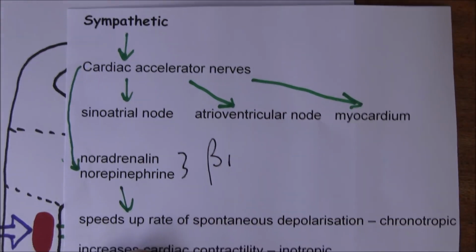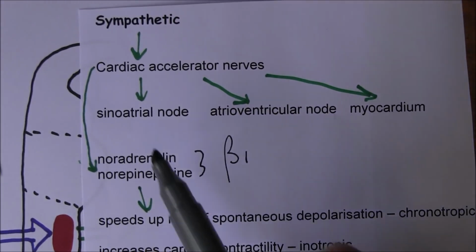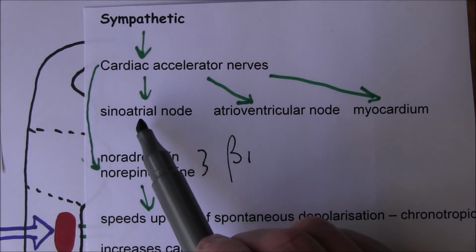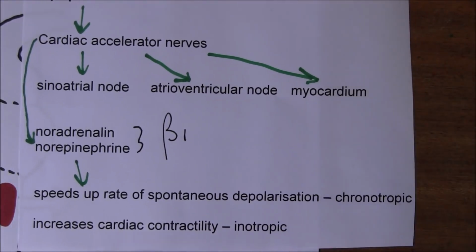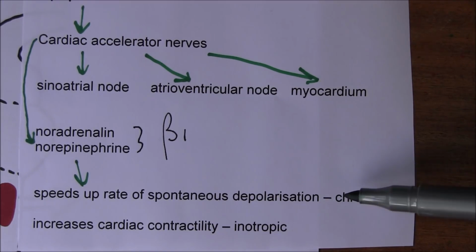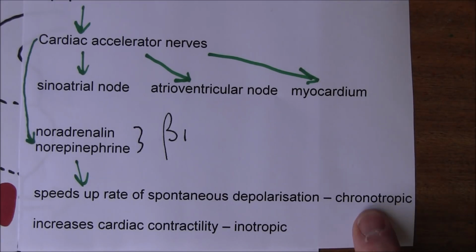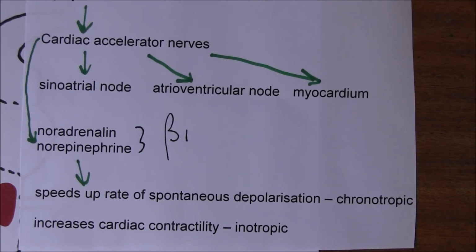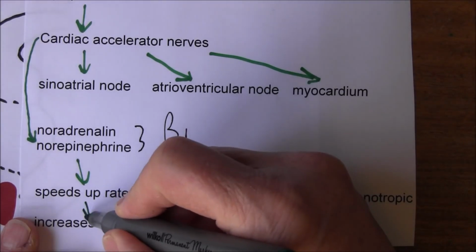We're going to speed up the rate of spontaneous depolarization. So it's going to increase the rate of depolarization of the sinoatrial node. That's going to make the heart beat quicker, and when the heart beats quicker, that's called a chronotropic effect. Chronos is Greek for time. So that's going to increase the heart rate. It's a positive chronotrope. And we also note that it's going to increase cardiac contractility.